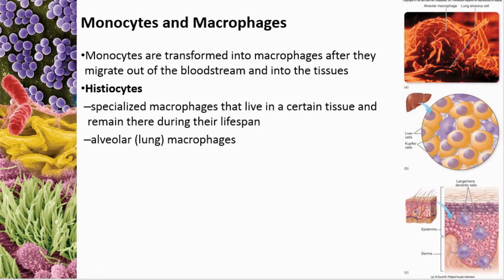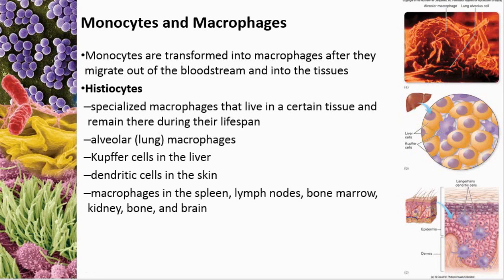Examples of these are alveolar macrophages, or lung macrophages, which live in the alveoli of the lungs. Kupffer cells, which we've mentioned right there on the right. Dendritic cells in the skin. And there are also macrophages resident in the spleen, the lymph nodes, the bone marrow, the kidney, bone, brain, and so on. All of those we just call histiocytes. Hist means tissue, and cyte means cell. So these are tissue cells, but be careful not to think that they are the actual tissue cell, like the liver cell, for example. Histiocytes are a type of macrophage.